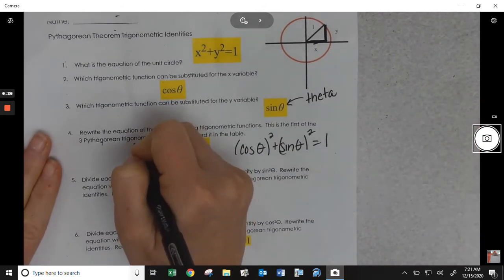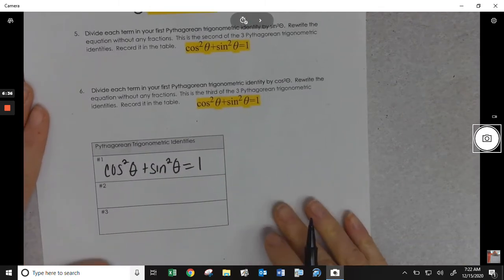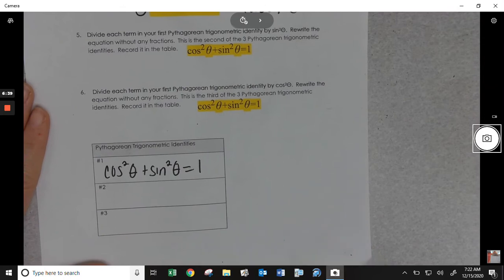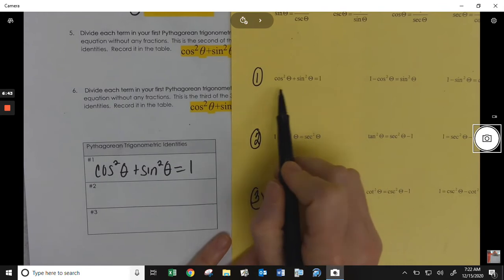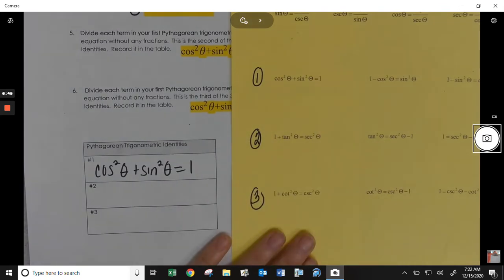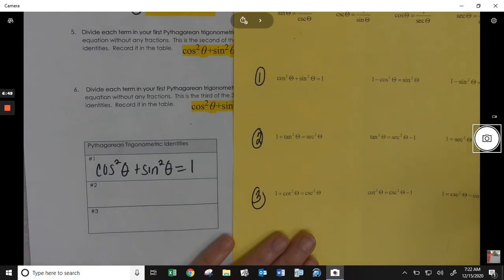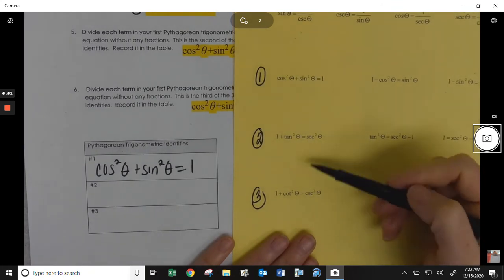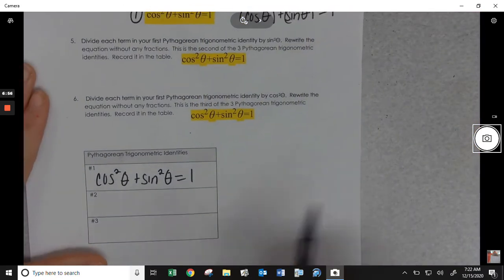So this is number 1, cosine squared theta plus sine squared theta equals 1. That's our first one. Please make sure you write that at the bottom. And it's not something you have to memorize, but because it is right here on your yellow sheet that you are allowed to use. So that's the first one, but I just want you to know where it comes from. The other 2, I'd like to go over and see where they come from as well.